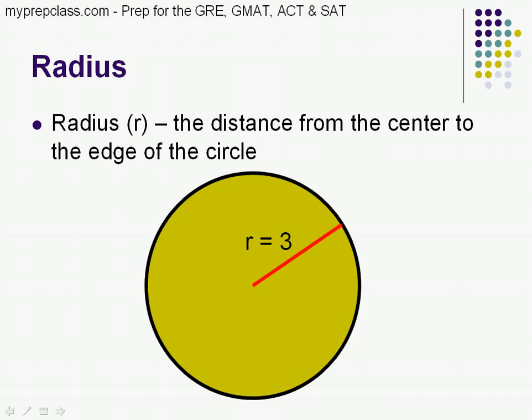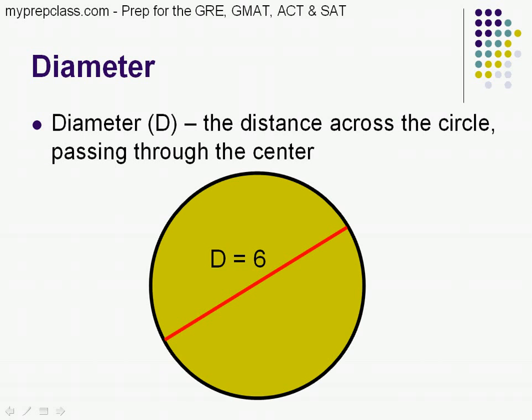In this example, the radius, which is again the distance from the center to the edge of a circle, is represented by the red line, and it's given to be 3 units long. If the radius is 3 and halfway across, the diameter, which is all the way across the circle, is 6.